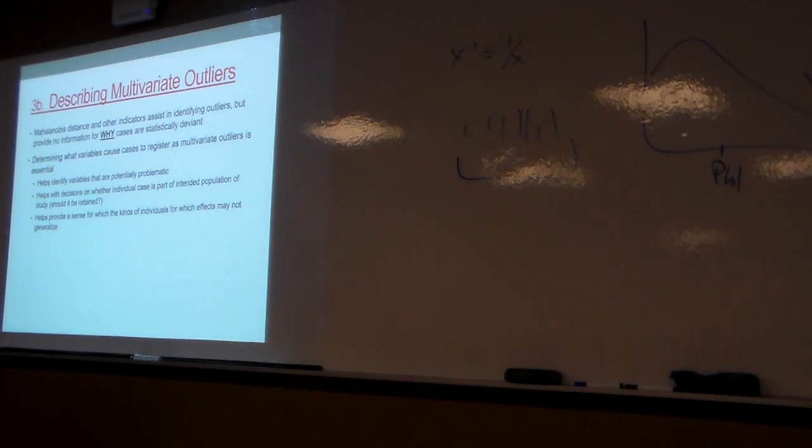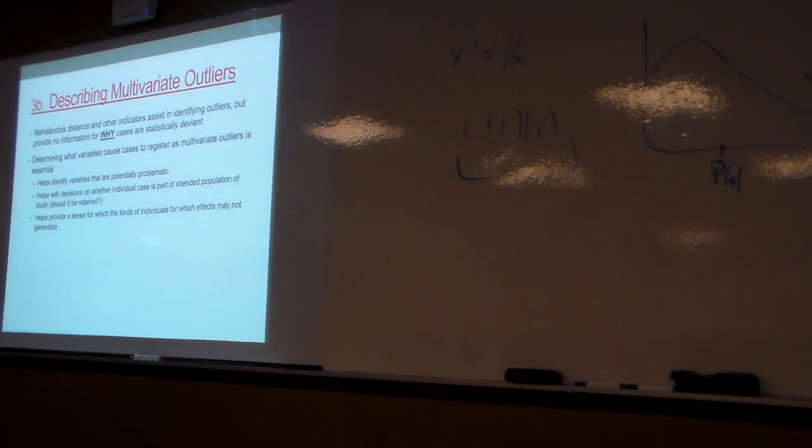It helps me decide whether or not the case is part of an intended population, whether or not I should retain it, right? Honey Boo Boo example, Honey Boo probably wasn't a member of my intended population, right? That's someone who is unique in a number of different ways, and so maybe we say, no, this person is not part of who I'm trying to generalize to, so we get rid of that.